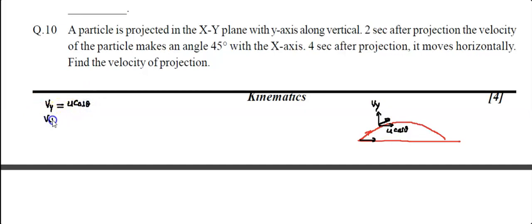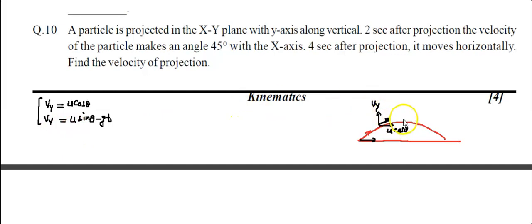However, how can we calculate this Vy? By using u sin theta minus g t. That's the basic formula. And t has been given to you, g you know, theta and u are unknown. And this Vy is also u cos theta, so that will be in terms of u and theta. So this will give you one equation.